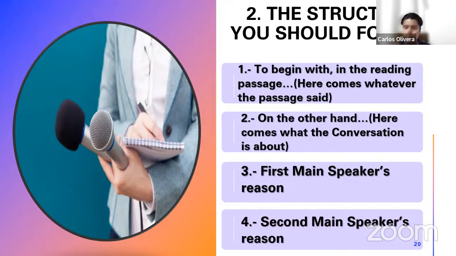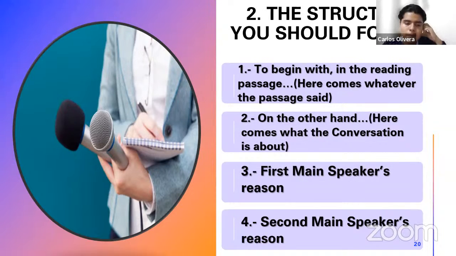And as I said, if you have a speaker who says 3, 4, 5 reasons why he believes that way, mention them all. Mention the third reason, the fourth reason, the fifth reason, it's okay. The only thing is, as I say, always mention all the reasons that the main speaker gives for holding that position. If you do so, your response is going to be complete, okay? Fantastic, and that's the template, that's the structure.